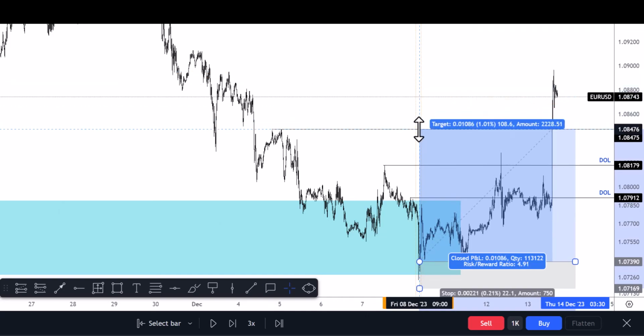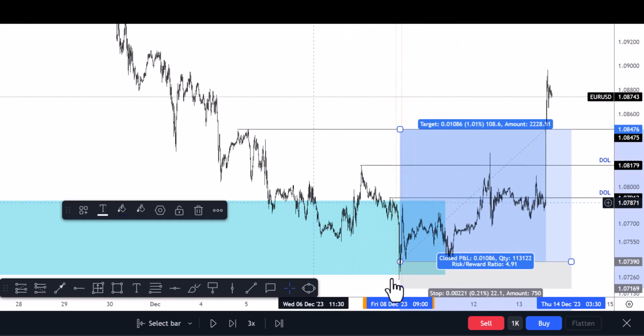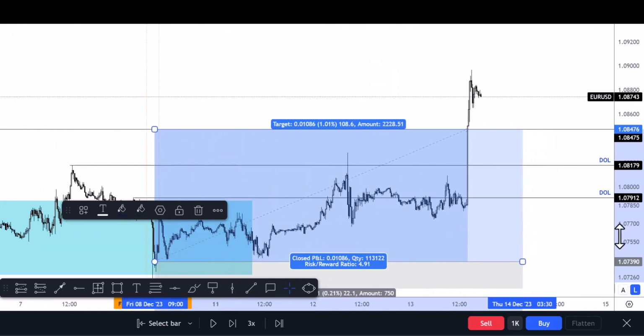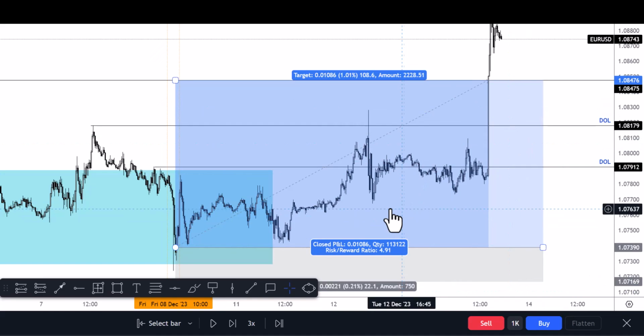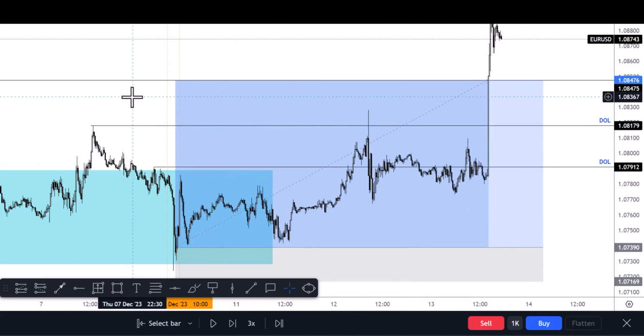But with this move, it was a 1 to 4, even close to 1 to 5. You bagged 108 pips with a nice stop loss at about 22 pips. So that's an example of utilizing your lower time frame to get sniper entries while still understanding the bigger picture of market structure on the higher time frame in the 4-hour, the daily, or even the weekly.